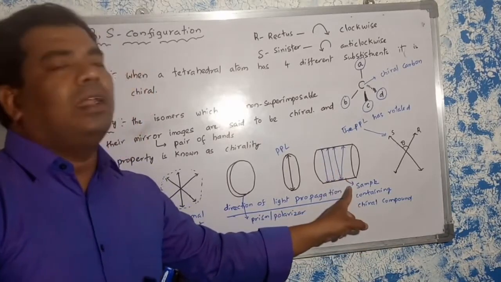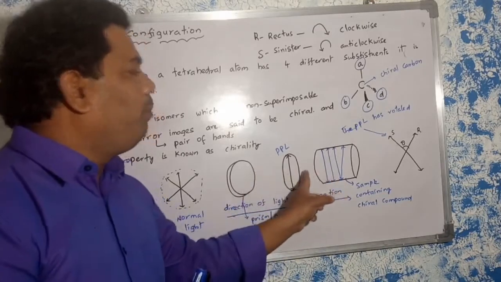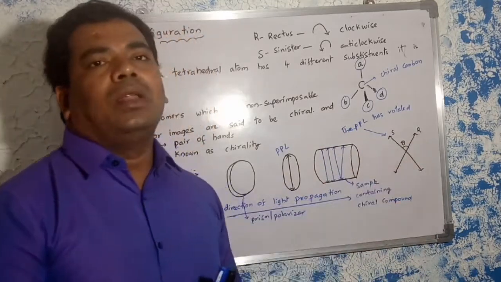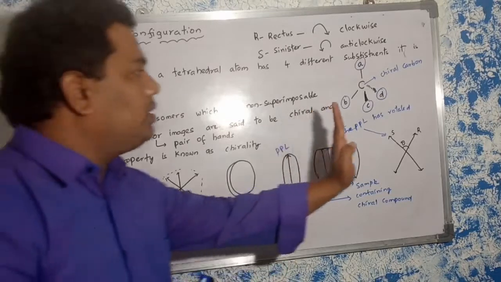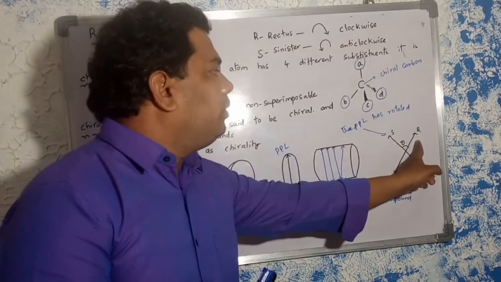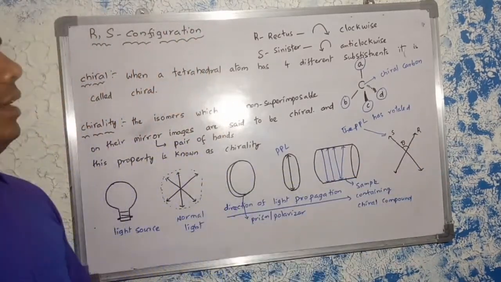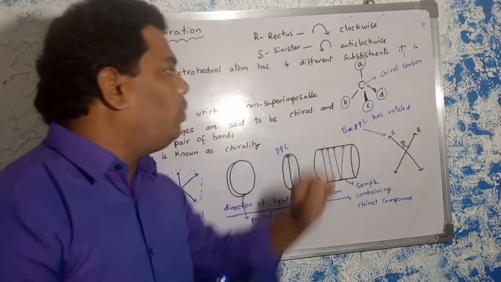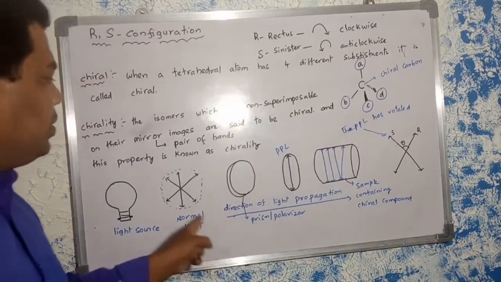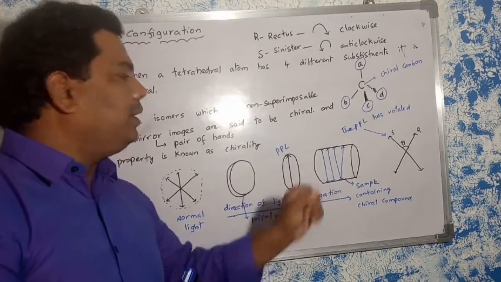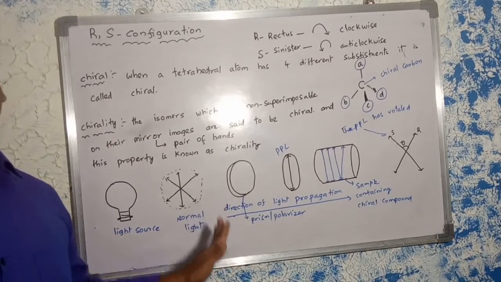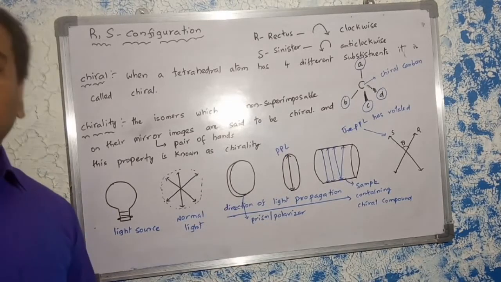This chiral compound interacts with the plane polarized light. The chiral molecule can rotate the plane polarized light towards the right-hand side or towards the left-hand side. If it rotates the light towards the right-hand side, that is R configuration. If it rotates towards the left-hand side or anti-clockwise direction, that is S configuration. This is the direction of light propagation. These are the fundamental principles in R-S configuration.